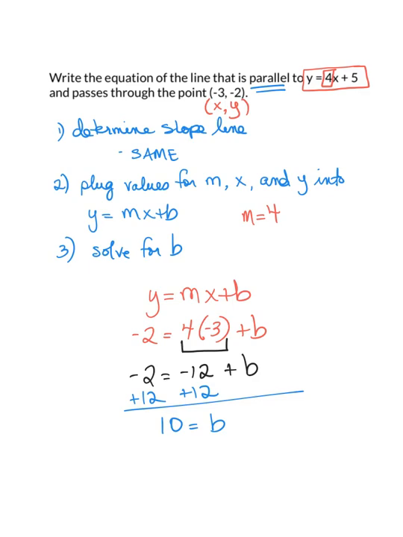And that's exactly what we determined when we graphed this equation. So again, my final answer to the equation that's parallel to y equals 4x plus 5 is y equals 4x plus 10.